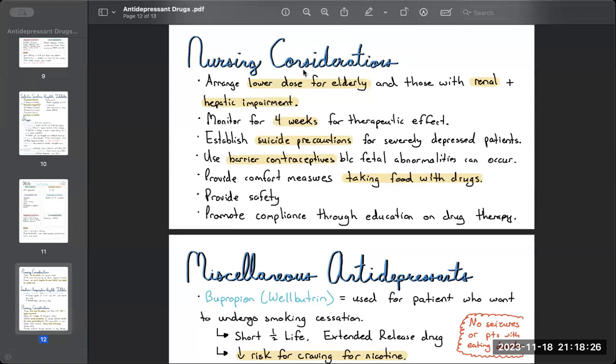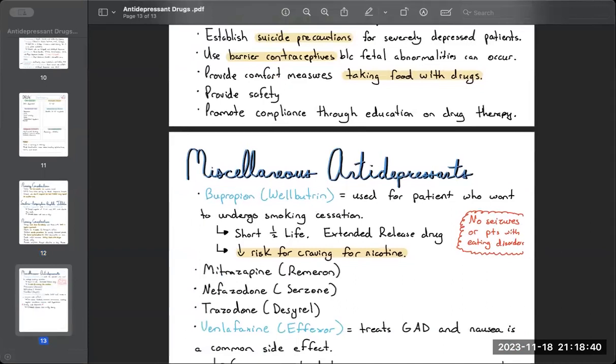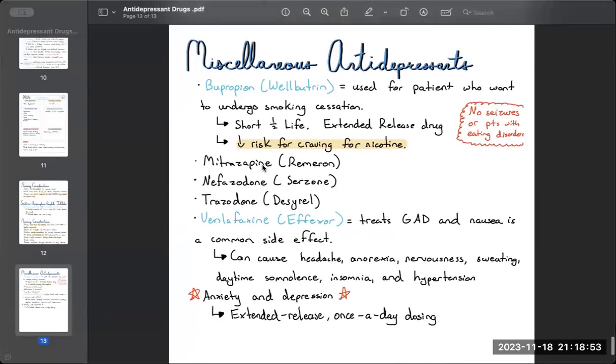Remember, suicide precautions are your priority, especially if these are used for severely depressed patients. Barrier contraceptives, because fetal abnormalities can occur if they're taking antidepressants and trying to become pregnant. Comfort measures, so most of these cause GI upset, so take these drugs with food. Make sure safety is your priority with these patients, and make sure we talk about education. We never want to abruptly stop any of these medications.